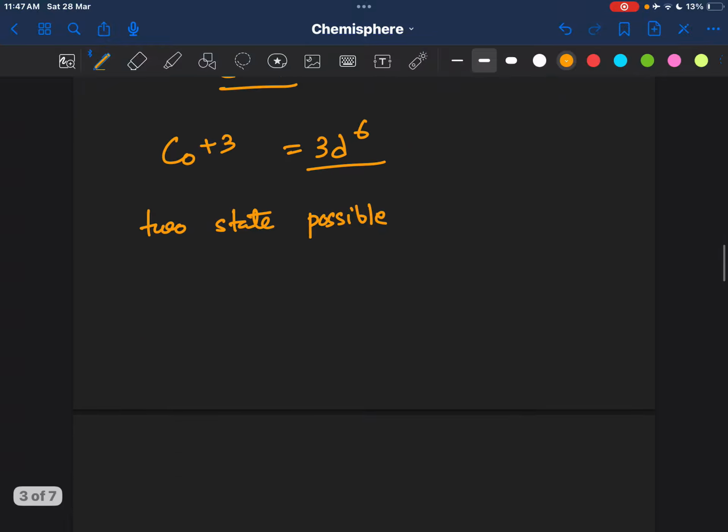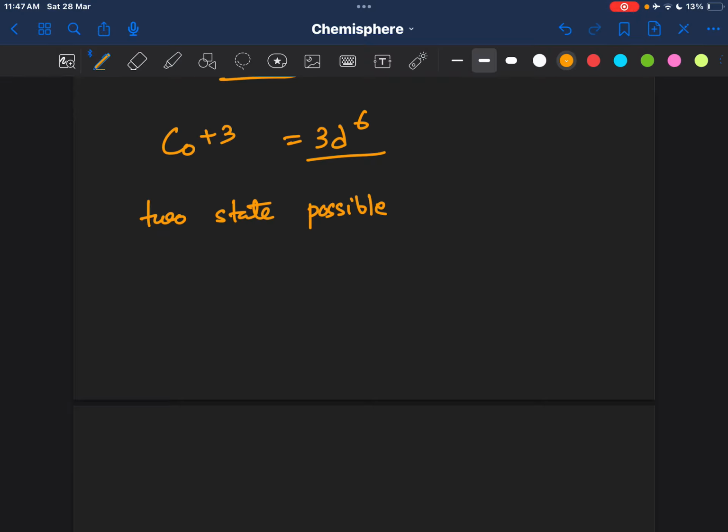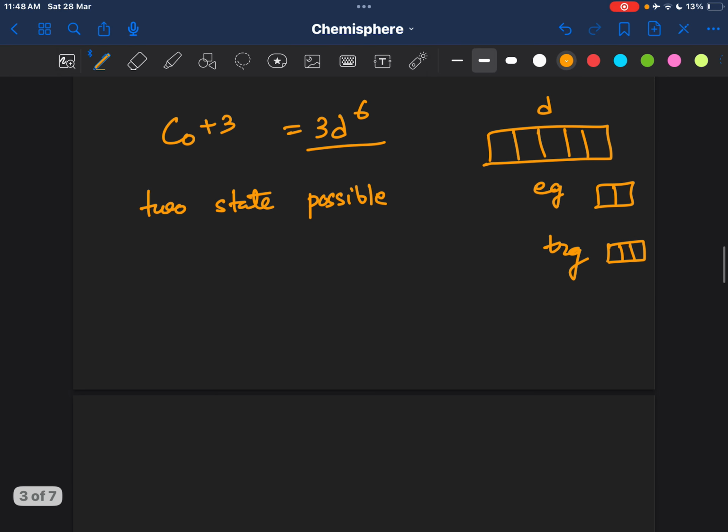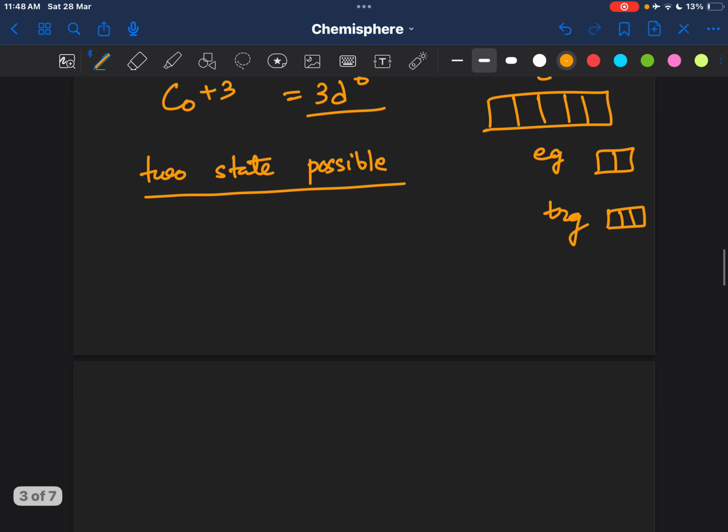So what do I mean by 2 states? Obviously we know that in coordination compounds, the 5 degenerate d orbitals are not degenerate anymore. They split into 2 sets, that is Eg and T2g, 2 above and 3 below. Based upon that, there are two states possible. So let us draw Eg and T2g.